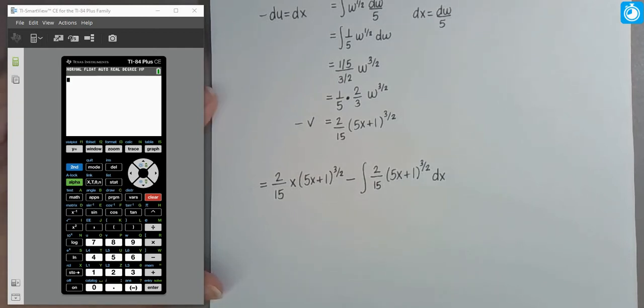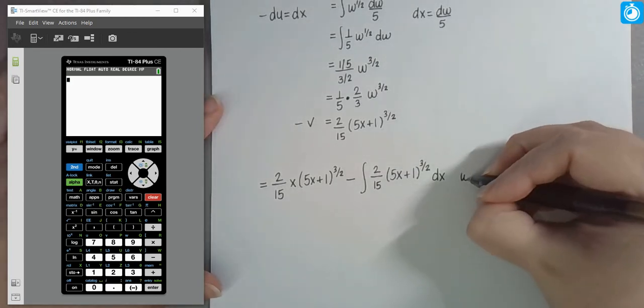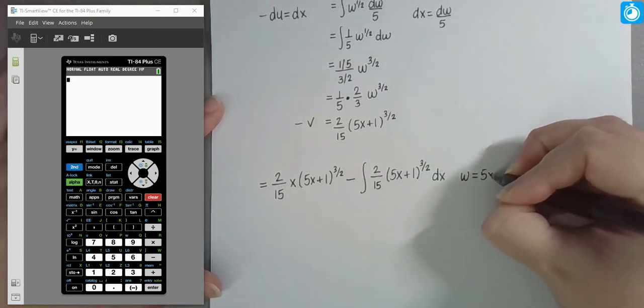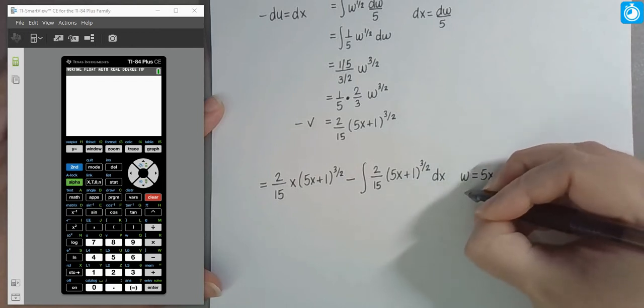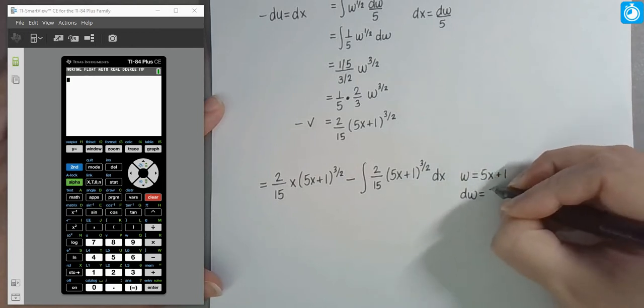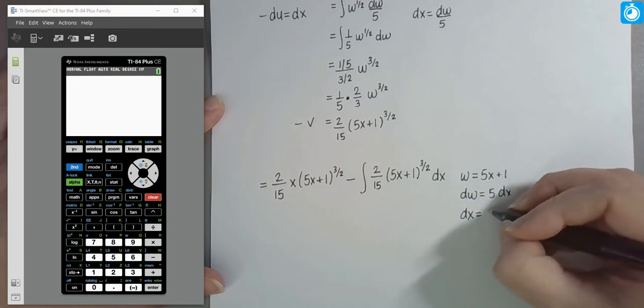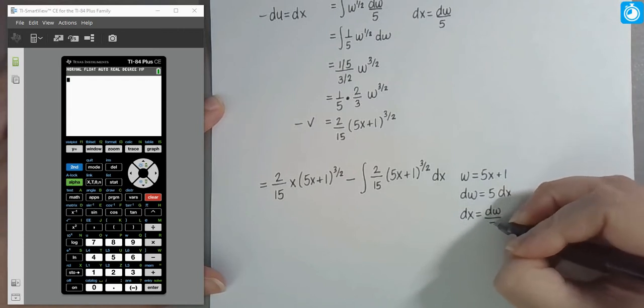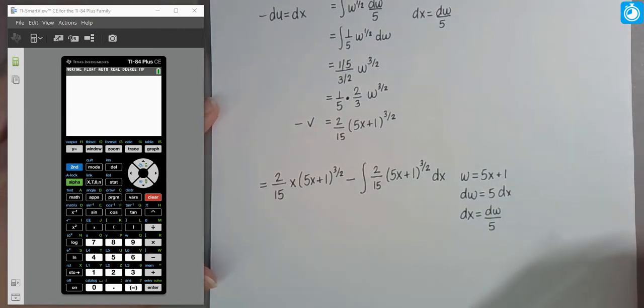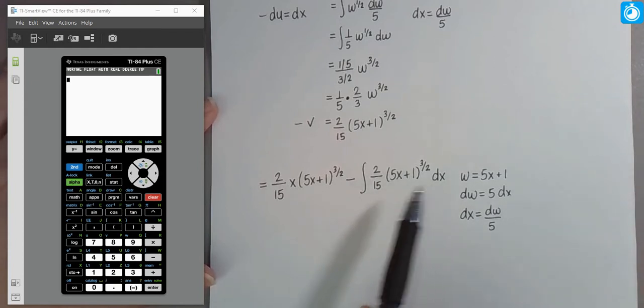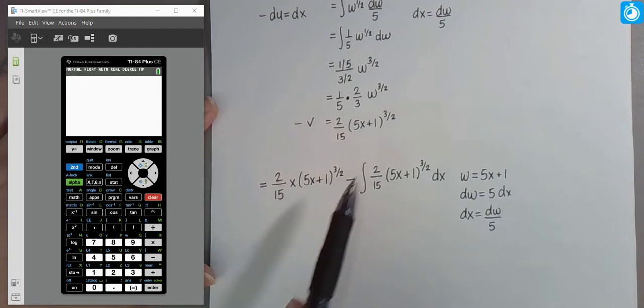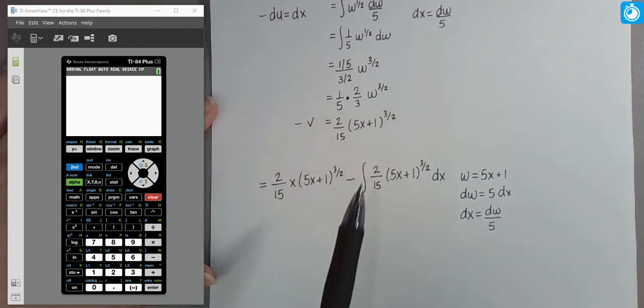And so we're actually going to use the same substitution. So we're going to allow w to be equal to 5x plus 1. So dw is equal to 5 dx, and dx is equal to dw divided by 5. Okay. So let's just focus on this antiderivative for a moment. We'll worry about this other part in a moment, but just for now, let's just focus on this antiderivative.